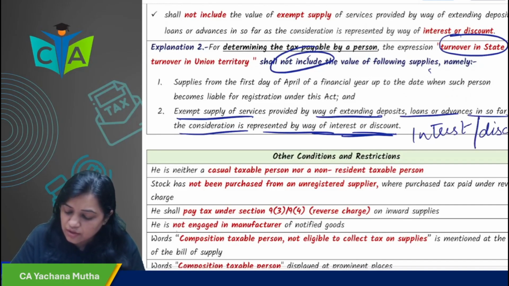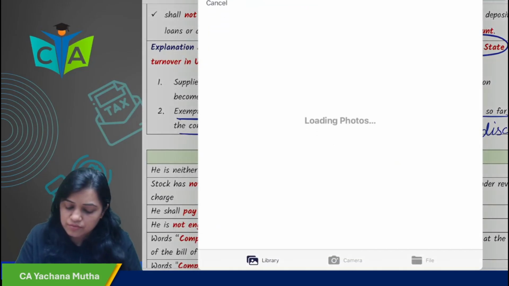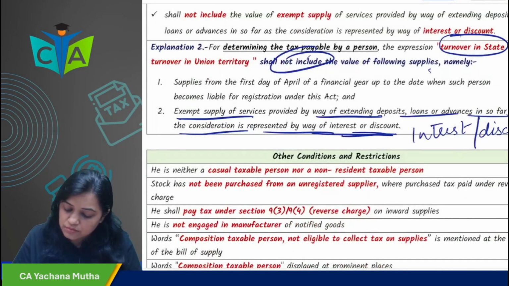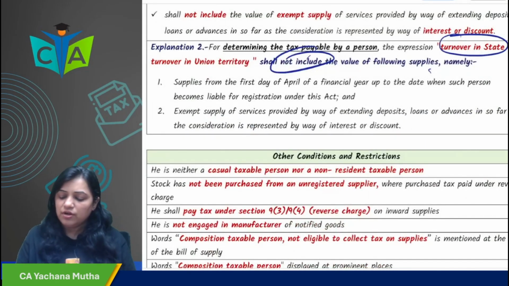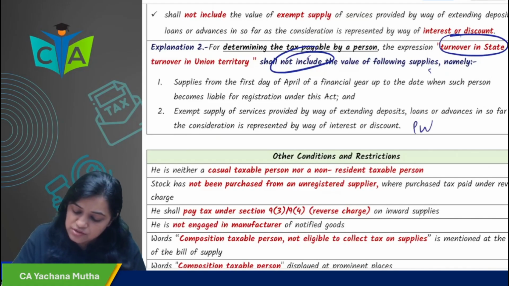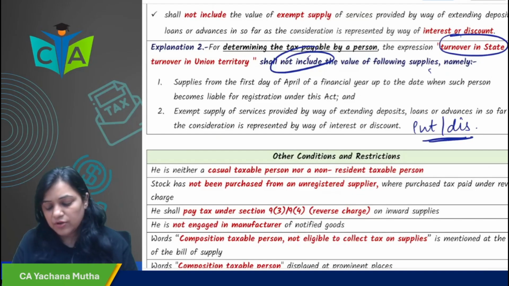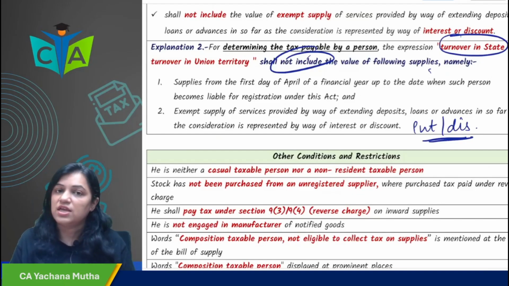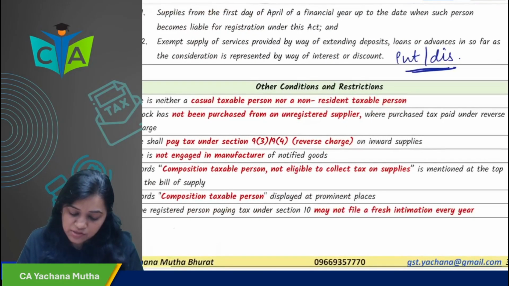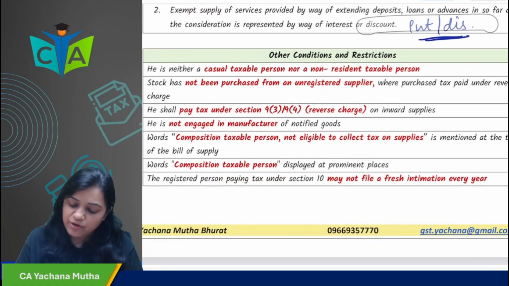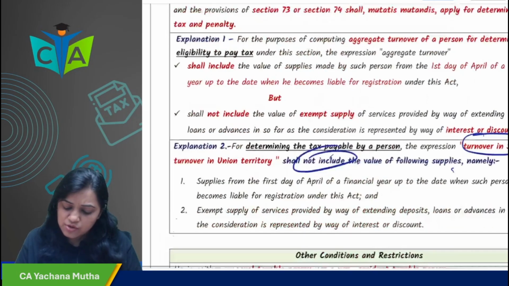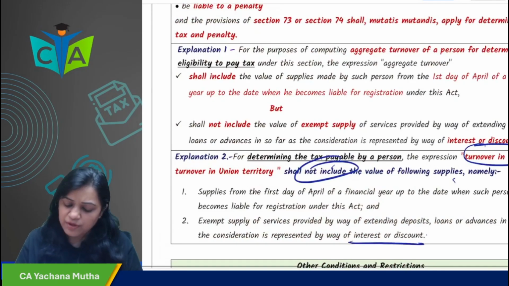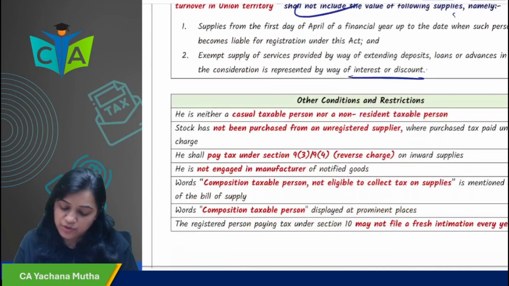Interest or discount. Okay. So in this case, the interest or discount income will not be included for the computation of turnover in the state or union territory as well. I hope it is very clear. Now very simple points are left in this. So interest and discount will not be taken for aggregate turnover as well as turnover in the state or union territory.